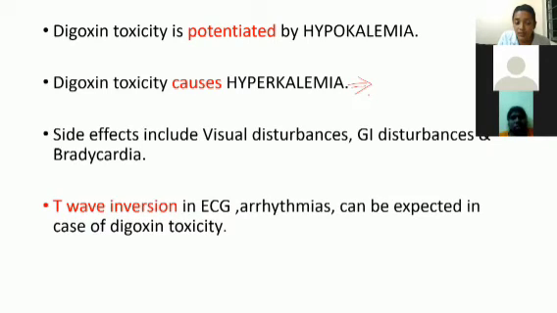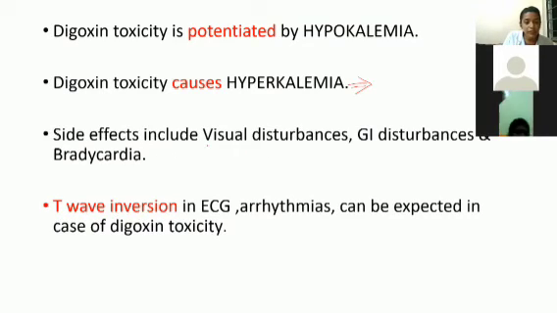How is it happening? Because once the digoxin is bound to those potassium receptors, it will inhibit the potassium from coming inside. So what will happen? There will be an increased level of potassium in the blood. Okay, so that will cause hyperkalemia. I think you are clear with it. If you have any doubt, you can ask at the end.